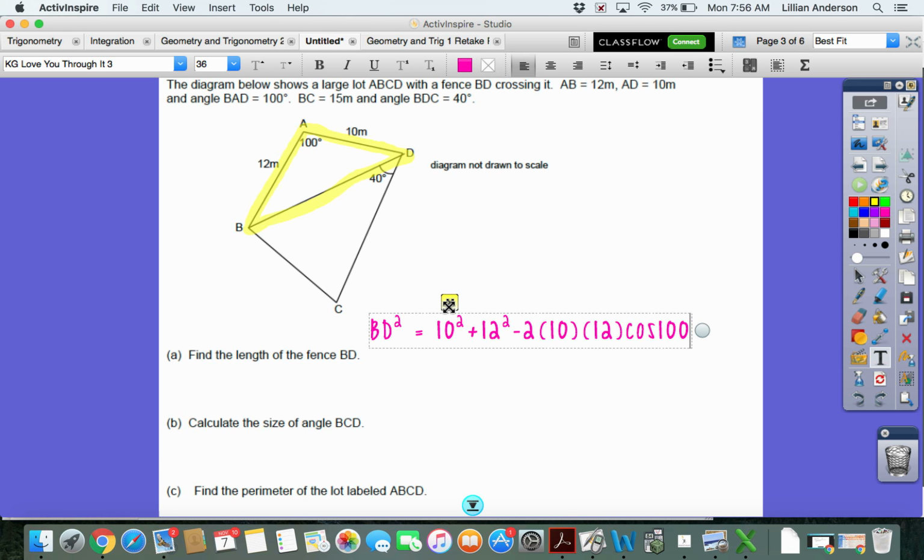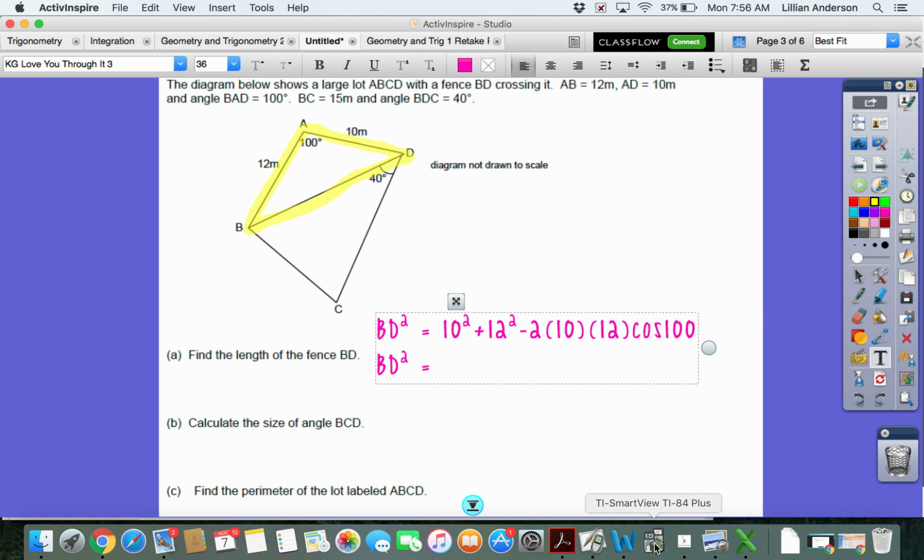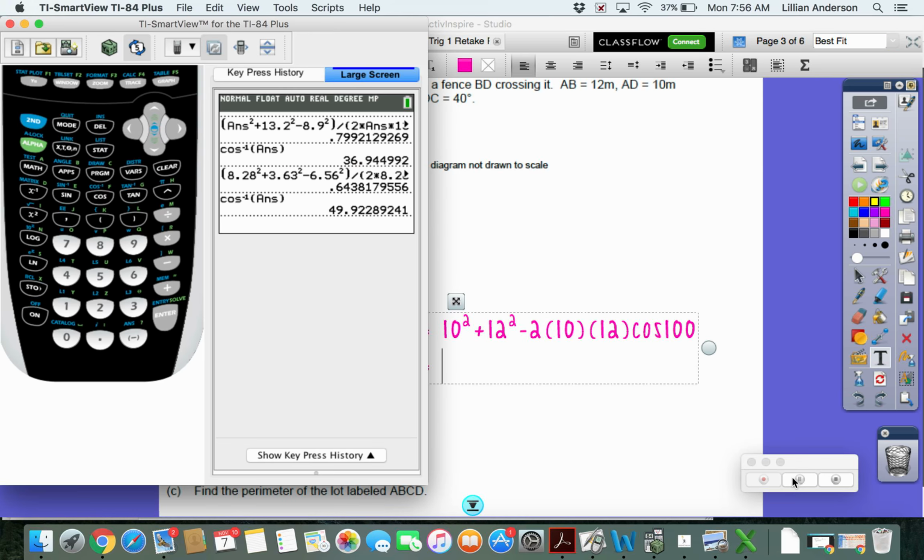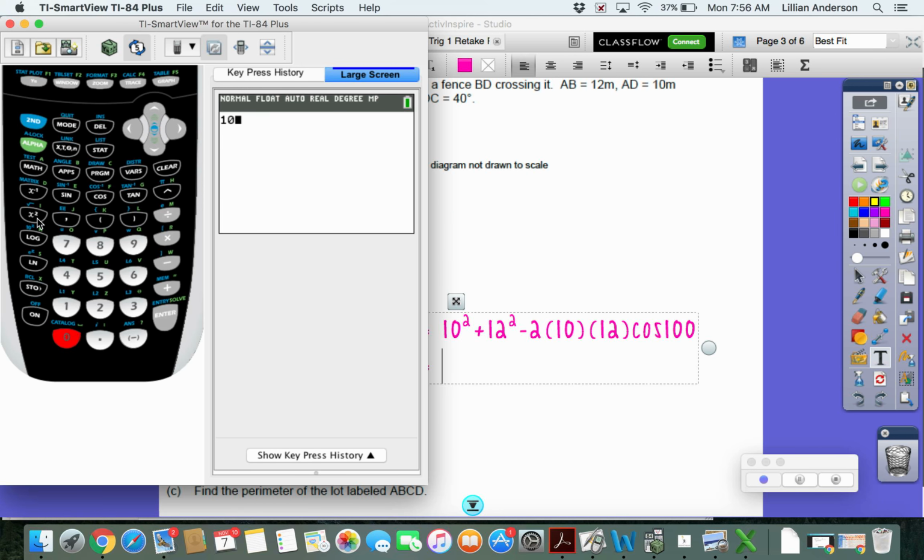Make sure that you are in degree mode, so that when you do this, you won't get anything too crazy, too funky. All right, so I'm going to go ahead and type this into my calculator. That is 10 squared.